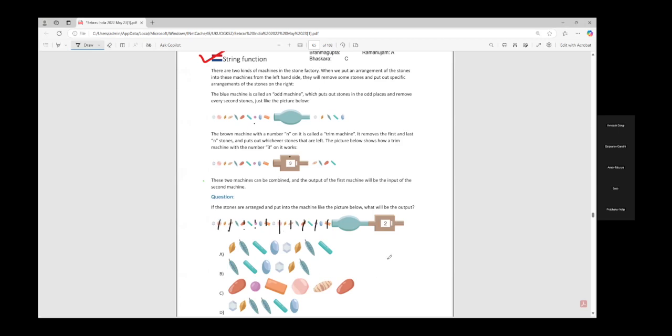And then what Arnav said was, the first two and the last two stones will also be removed by the second machine. So the only stones remaining are this one, this one, this one, this one. So Arnav got the right answer, which was B. Okay.